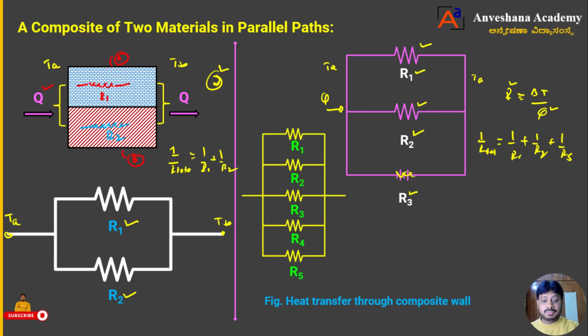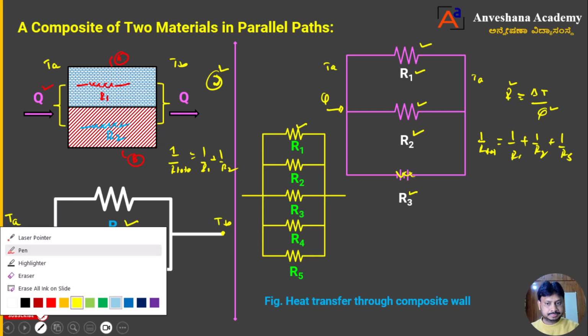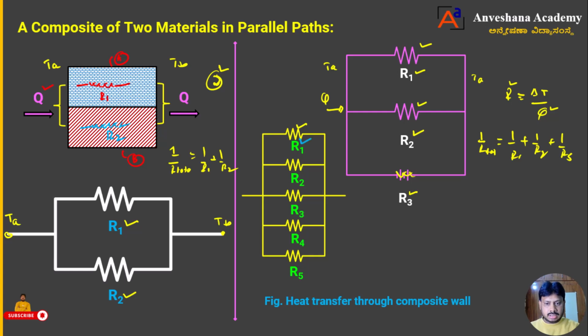Similarly, if there are 4 materials or 5 materials, the resistance offered in material 1 I can take as R1, material 2 R2, material 3 R3, material 4 R4, material 5 R5. That means there are 5 materials in which heat is going to transfer. Then how to write the equation, dear students?